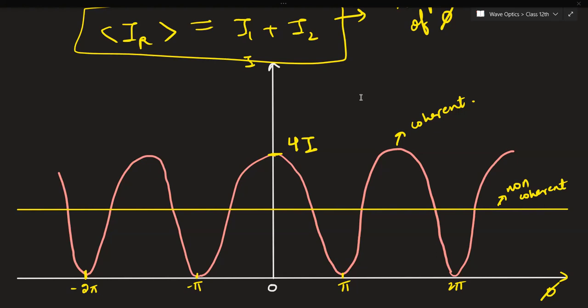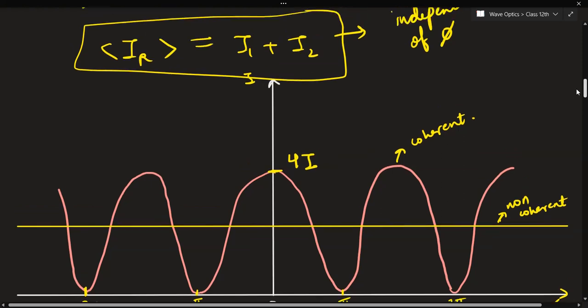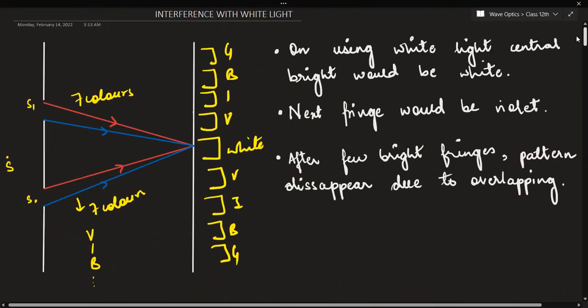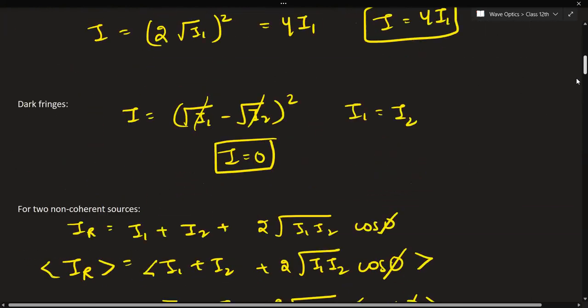For coherent sources, you obtain such a type of graph where the maximum intensity is 4I and the minimum intensity is 0. For non-coherent sources, the intensity is independent of the phase difference, so it's simply a straight line. The rest of the things for interference, we had seen bright fringe, all these things, interference with white light. We didn't do numericals on this, no?